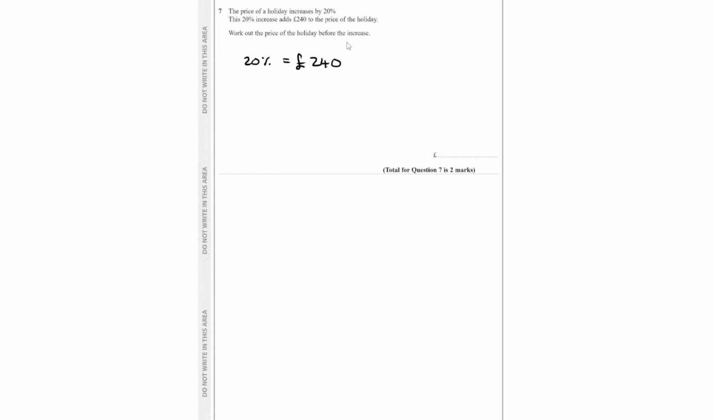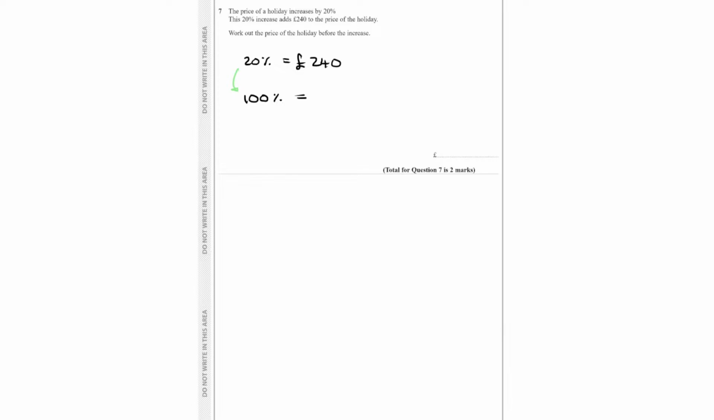Literally, those two are equivalent. And then they've said, what was the price of the holiday before the increase? The price of the holiday before the increase was technically 100%, wasn't it? The original was always 100%. So do you see how I want to know how to go from 20% to 100? Now, there's different ways to do this, and depending if you have a calculator or not. Because we don't have a calculator, my thought process is, well, how do I go from 20 to 100? I obviously multiply by 5. That's what I would do in a non-calculator context.